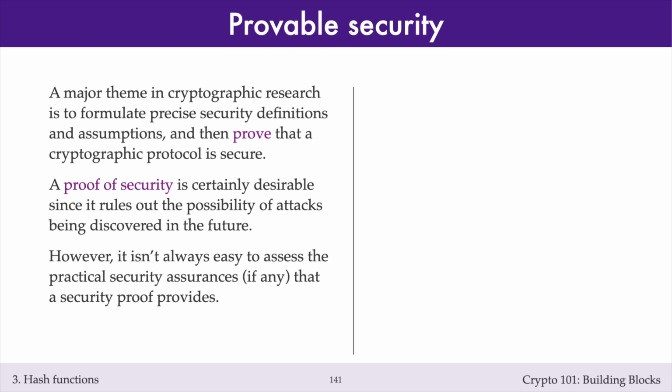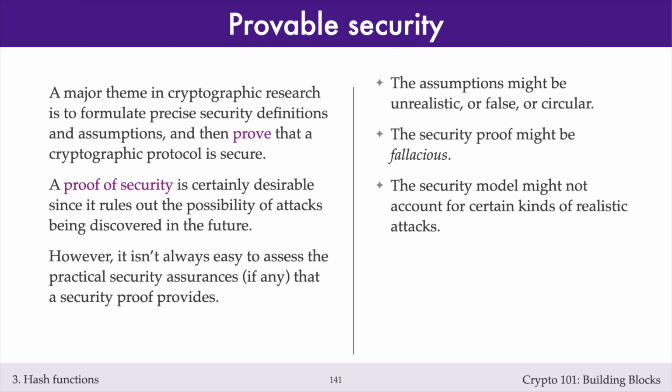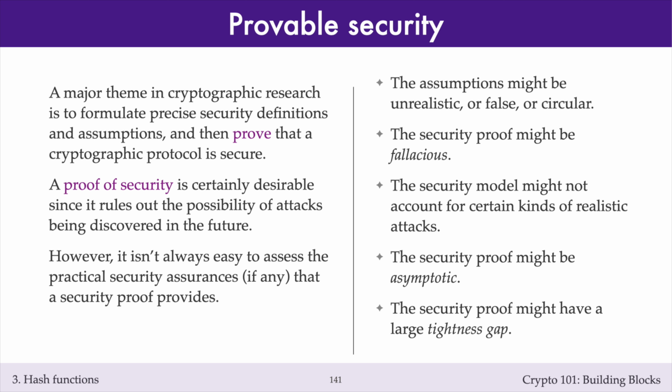However, as we've seen with Merkle's theorem, it isn't always easy to assess the practical value that a security proof provides. For example, the assumptions in the security theorem might be unrealistic, false, or even circular. The proof itself might have errors in it. The security definition and model might not account for certain kinds of attacks that are considered realistic in practice. The proof might be asymptotic in nature, and hence not relevant when you pick parameters of a fixed length for practical use. And finally, the proof might have a large so-called tightness gap.